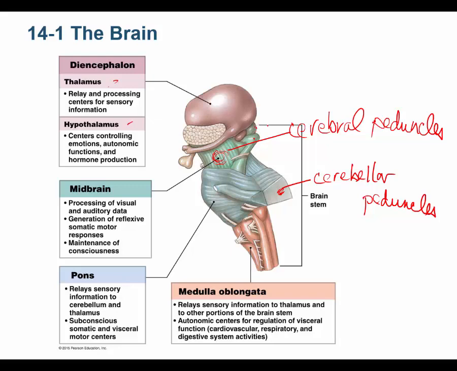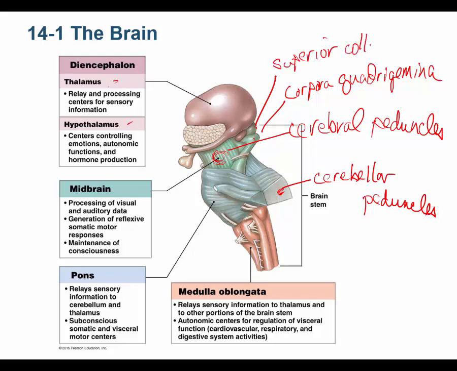These two bumps right here, and there's actually 4 of them because there's 2 on the other side that you can't see, are called collectively the corpora quadrigemina. Corpora means body. Quad means 4. The 2 on top are called the superior colliculi, and the 2 on the bottom are called the inferior colliculi. The superior colliculi are involved in visual reflexes, and the inferior colliculi are involved in auditory reflexes. So from the eye, from the ear, and reflexes involved.